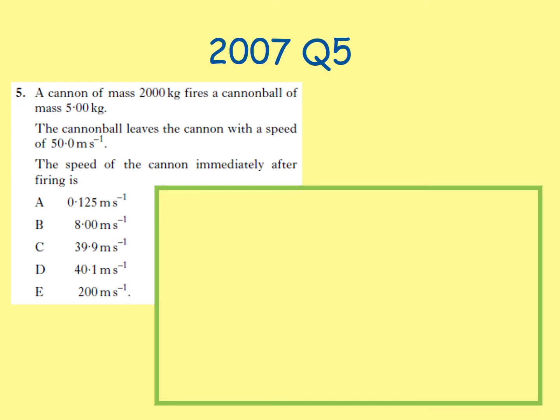A cannon of mass 2,000 kilograms fires a cannonball of mass 5 kilograms. The cannonball leaves the cannon with a speed of 50 meters per second. The speed of the cannon immediately after firing is, and this is what we want to work out. So let's first draw our diagram.